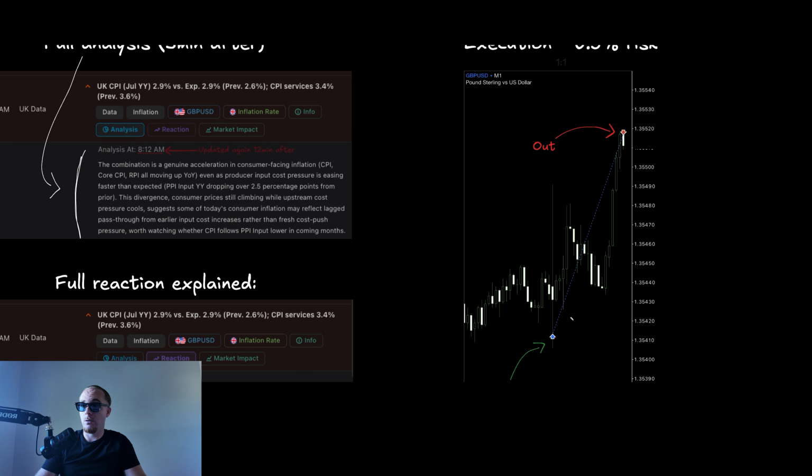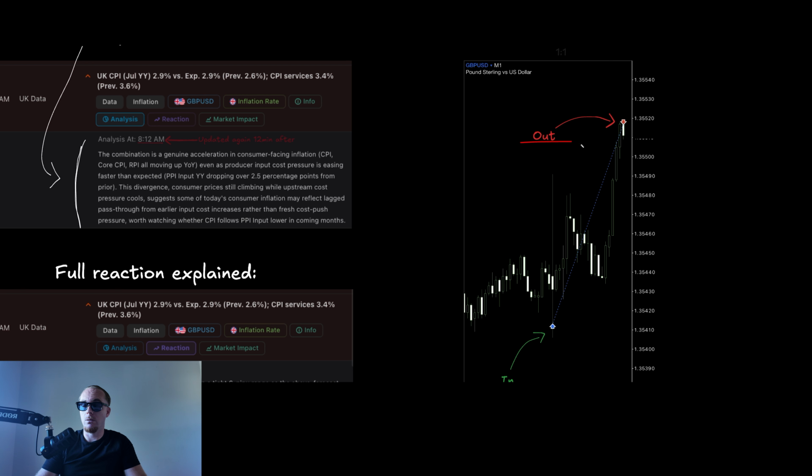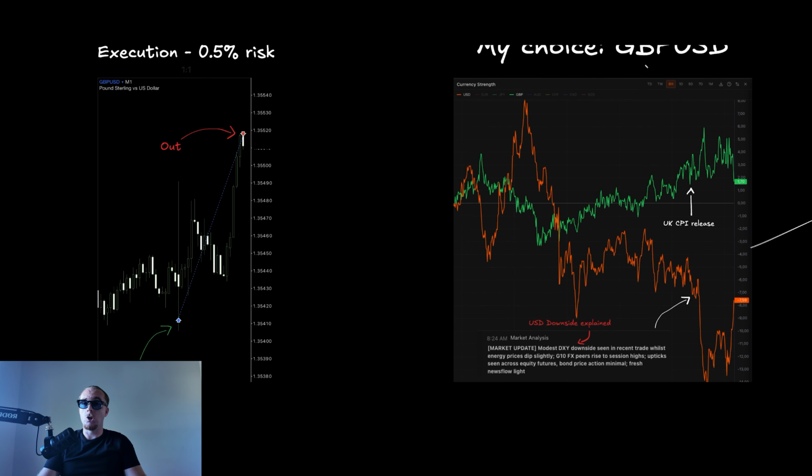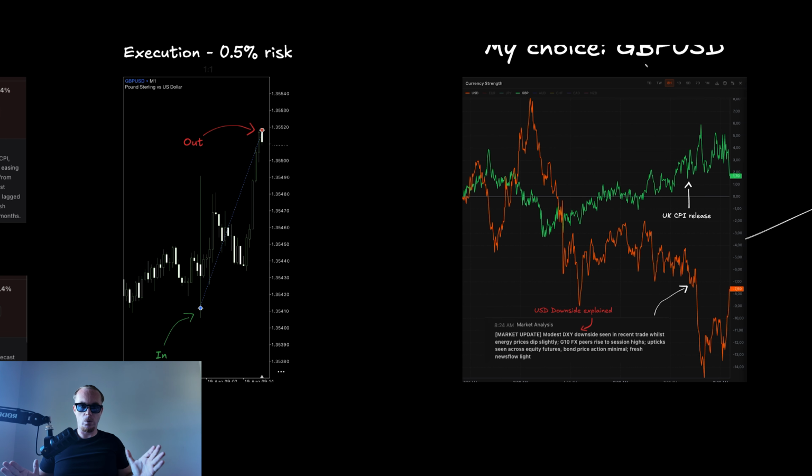And that's exactly why this is a quick in and out trade. Easy money. Now you have the choice. Why did I choose to trade GBPUSD? There is a reason for that, because of course I could have traded GBPJPY, GBPAUD, GBPNZD or even EURGBP, for example. Why did I choose GBPUSD?